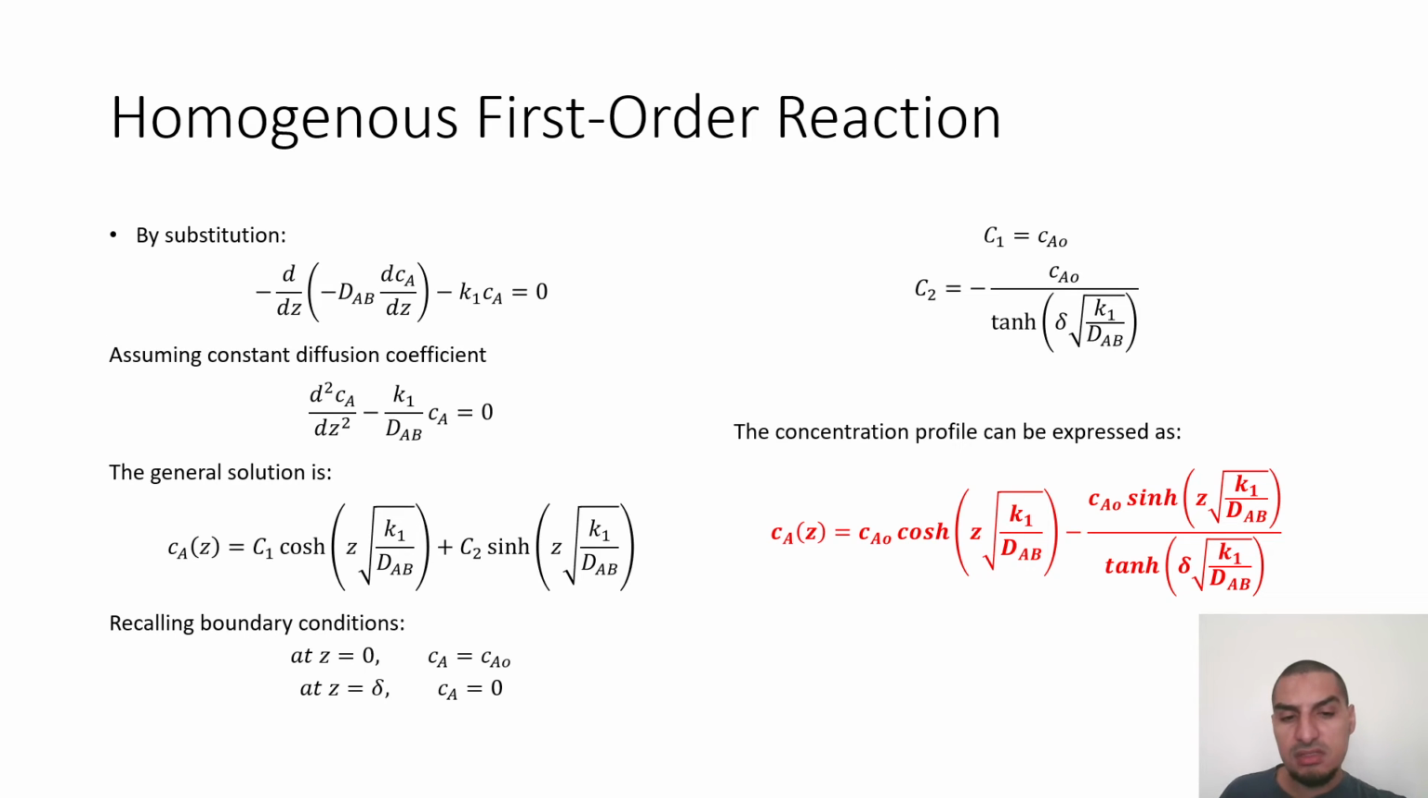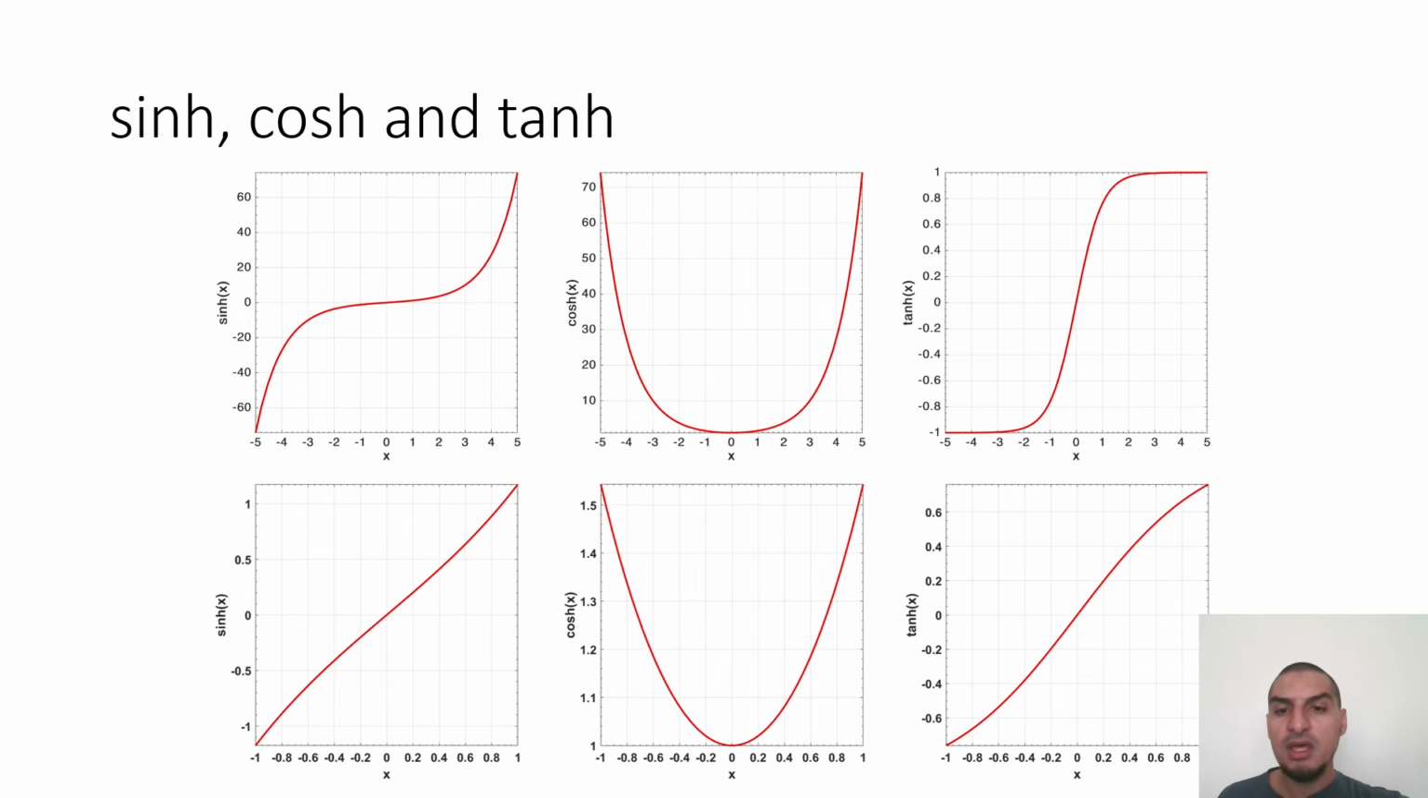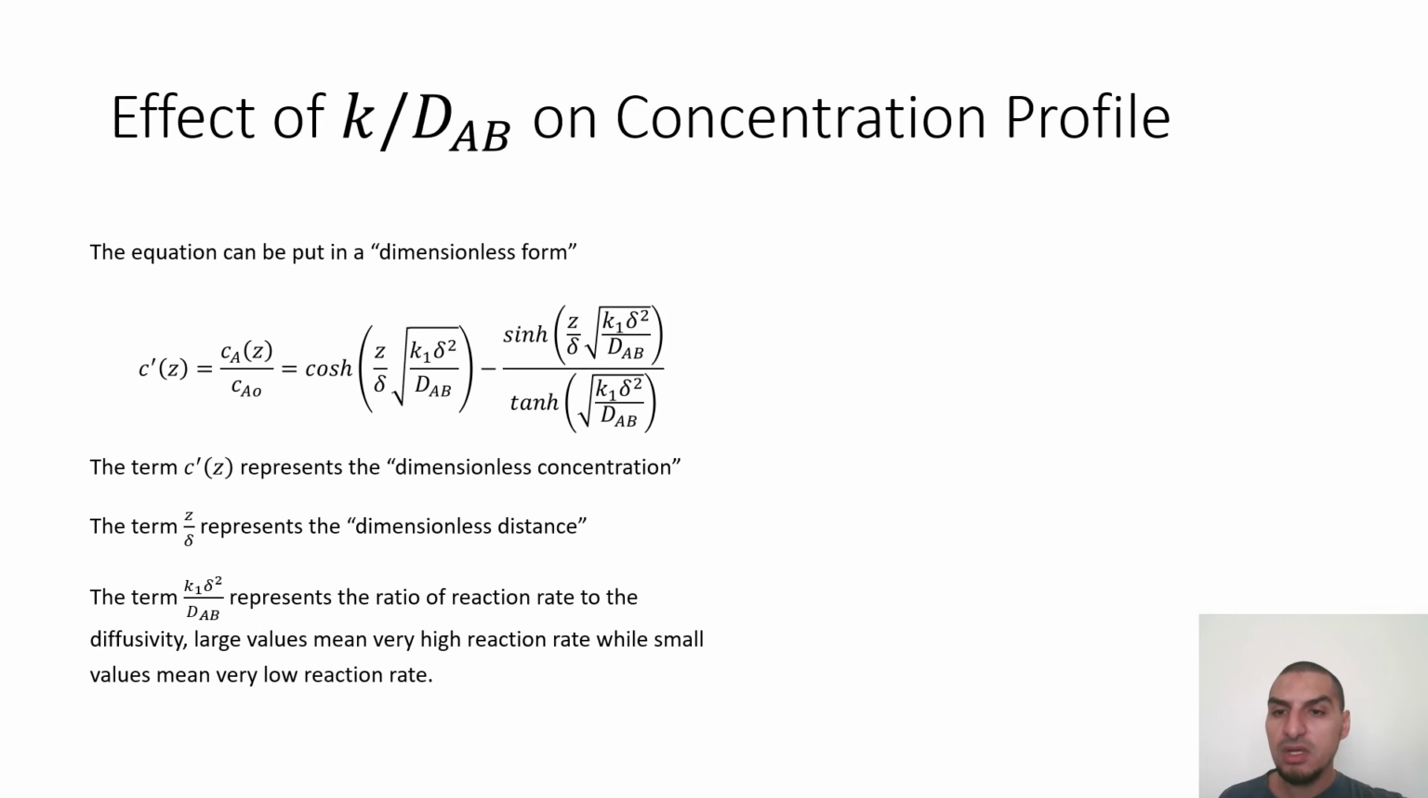Anyway, so this is what we have, and then we can check it by seeing the concentration profile and see if the concentration profile makes sense or not. But anyways, this is the concentration profile. Now if we want to get more out of this concentration profile, and this is the check that I said, we can see how the profile changes with different values of k delta square over D.